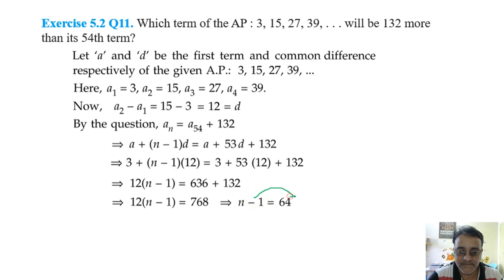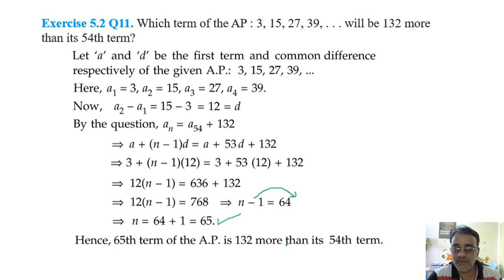So finally what are we going to get? n equals 65. The question is which term? So the 65th term is 132 more than its 54th term. Any doubt in this question? No, sir. Okay.